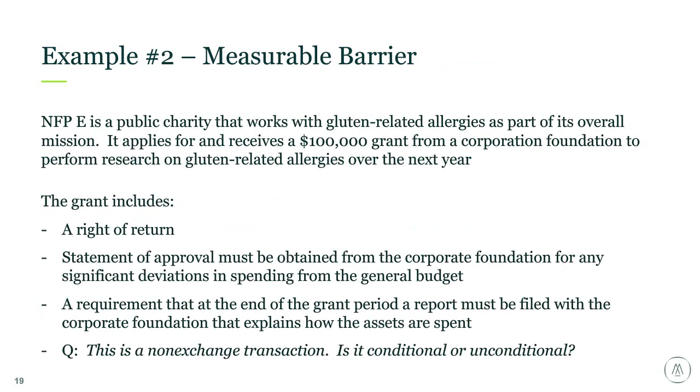For our second example, NFPE is a public charity that works with gluten-related allergies as part of its overall mission. It applies for and receives a $100,000 grant from a corporate foundation to perform research on gluten-related allergies over the next year. The grant includes a right of return. A statement of approval must be obtained from the foundation for any significant deviations from the general budget. And there's a requirement that at the end of the period, a report must be filed with the corporate foundation that explains how the assets are spent.